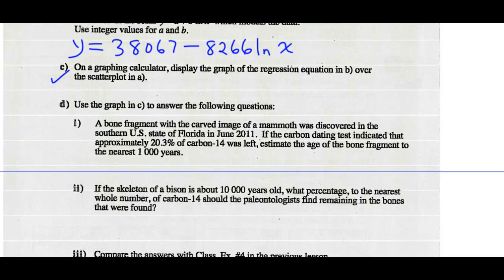Part 1. A bone fragment with the carved image of a mammoth was discovered in the southern U.S. state of Florida in June 2011. Estimate the age of the bone fragment if there is 20.3% of carbon-14 left. So x is the amount of percent, so x is 20.3%. Find the corresponding age to the nearest 1,000 years. Let's go to our graphing calculator.